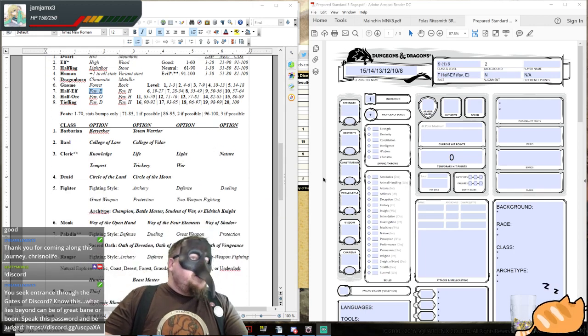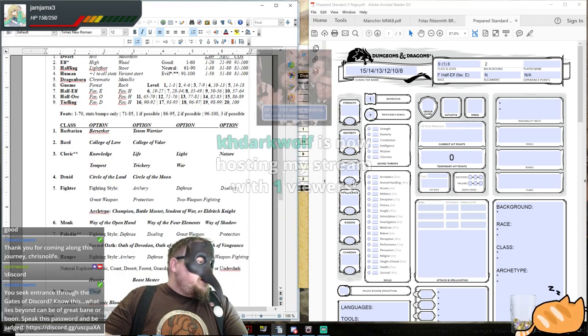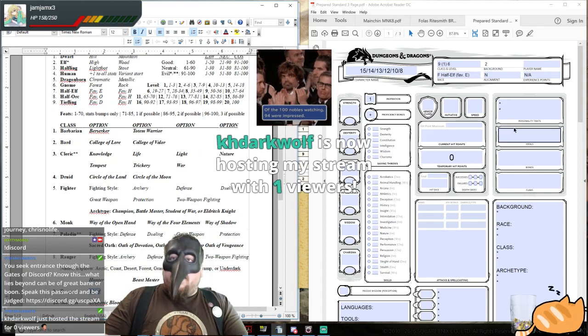Now, class number 9 is a rogue, and let's see, archetype number 1 is a thief.